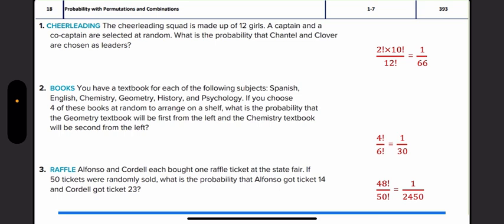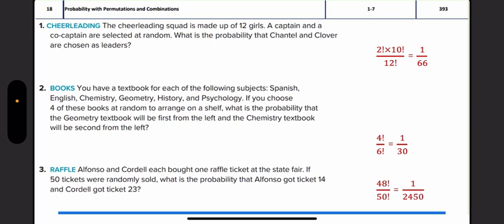In the numerator, we said I will find the number he's asking me about the probability of. So what is the probability that Chantal and Clover are chosen? He's asking me about how many people here? About 2, the probability of 2 of the 12. If I remove these 2 from the 12, what will be remaining? 10. So what I will put in the numerator is 10 factorial.